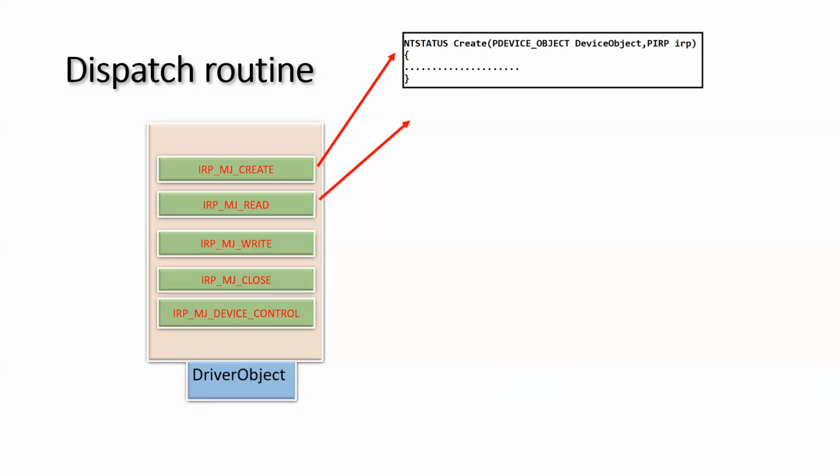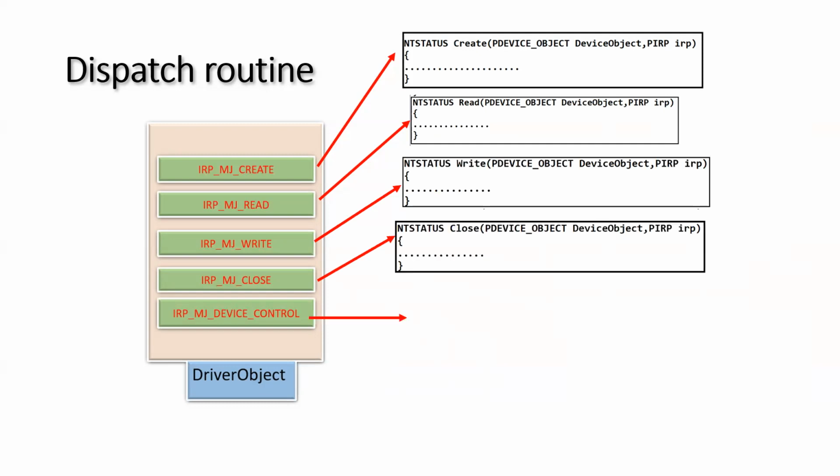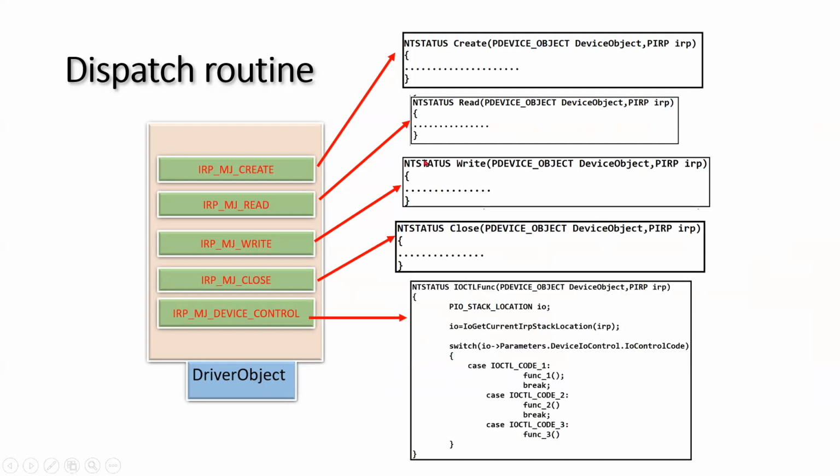Next is IRP_MJ_READ, and the corresponding function to that is Read. So again, Read can be any name. Similarly for write, similarly for close, and similarly for IRP_MJ_DEVICE_CONTROL. The function that is associated with the dispatch routine IRP_MJ_DEVICE_CONTROL looks like this. The function has a switch case statement. We'll look into what this switch case statement is used for.